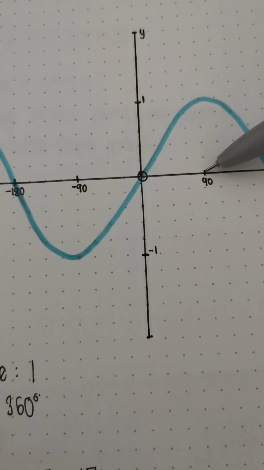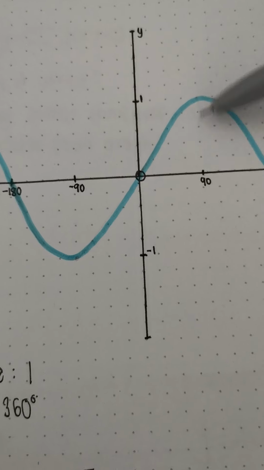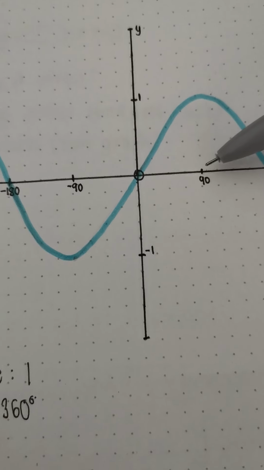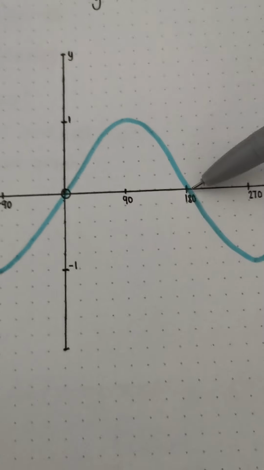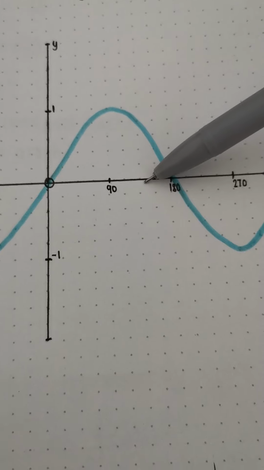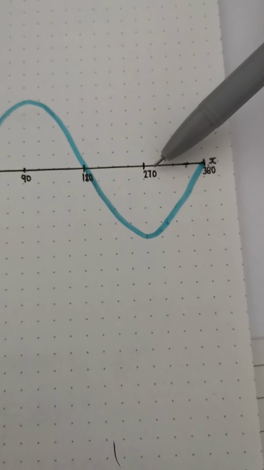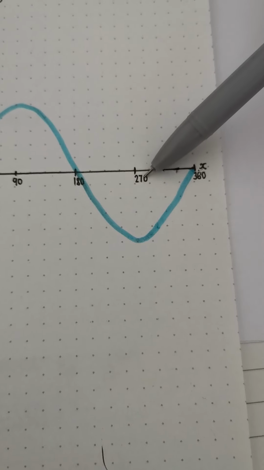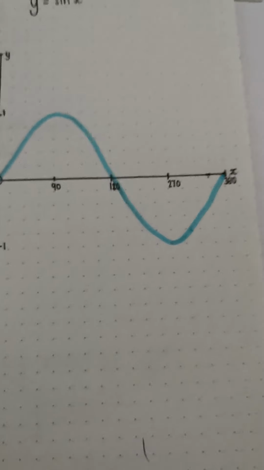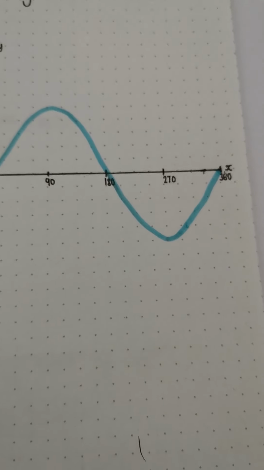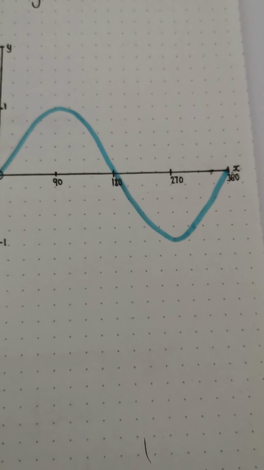It also means that whatever was happening at 90 degrees will now happen 30 degrees before. Whatever was happening at 180 degrees will now happen at 150 degrees, and whatever was happening at 270 degrees would now happen at 240 degrees. Again, I'm not stretching this in any way, and I'm not changing the shape of it in any way.